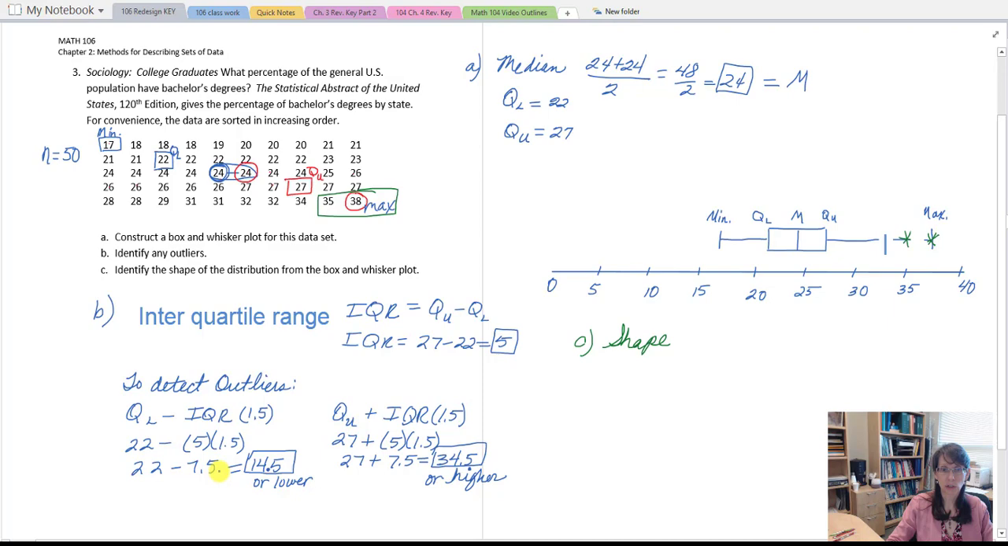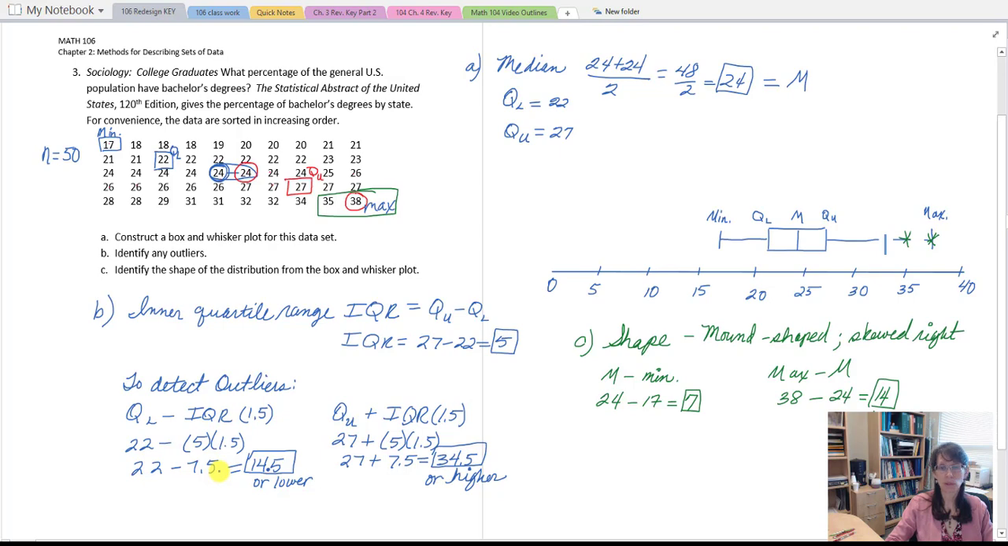So we can make an actual calculation to determine how long each of these whiskers is. We'll start with the median and subtract the minimum measurement, and our median is 24 minus 17, and that is equal to 7. So it's a distance of 7 units from the minimum to the median. Then we'll compare that to the maximum value minus the median. Our maximum value is 38 minus the median, which was 24, and that's equal to 14. And you can see that 14 is a larger number than 7. So that indicates that is the longer side. That is on the right. So we can say that the shape is mound shaped, skewed to the right. And there we have another example of using a box plot to also help us indicate outliers.